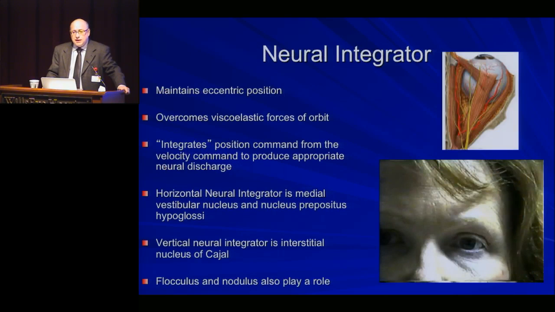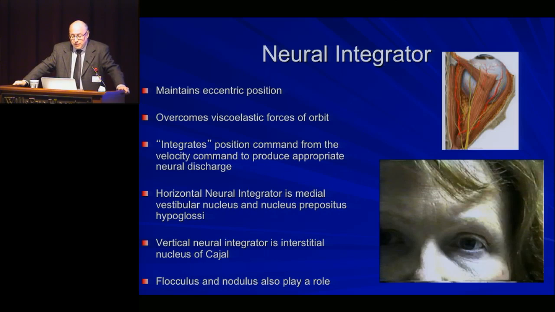Let's say we want to keep our eyes to the right to look at something. We have what's called the neural integrator, and it maintains the eccentric position of the eyes, overcomes the viscoelastic forces of the orbit that would tend to bring the eye back to the center. The reason it's called an integrator is because it's a mathematical integration, which integrates the position command from the velocity command to produce appropriate neural discharge. So to get the eye from the center to the side, there's a velocity command, and the integral of that is what the brain needs to do in order to keep the eye there.